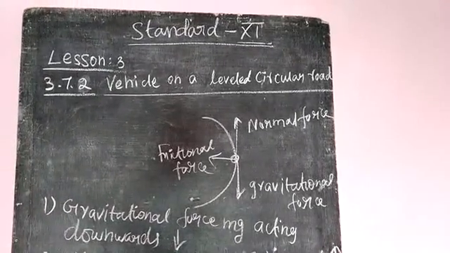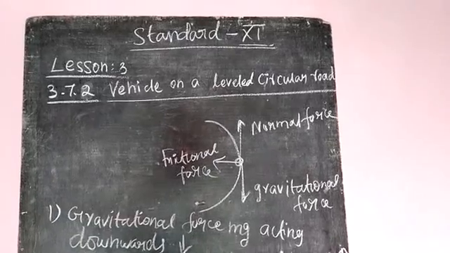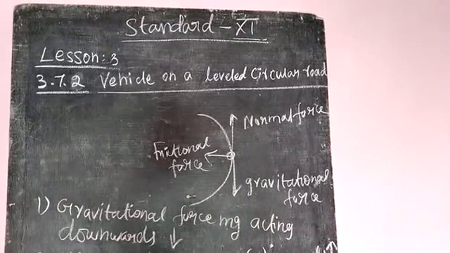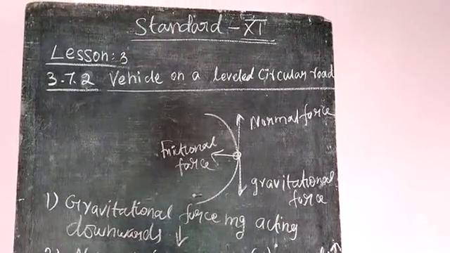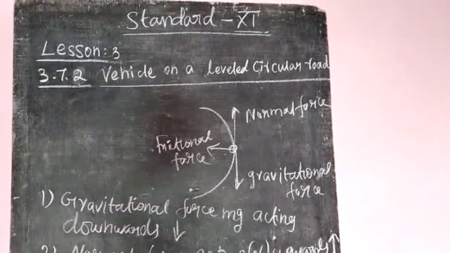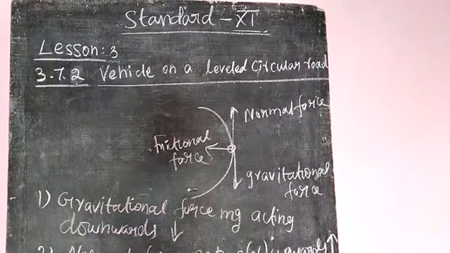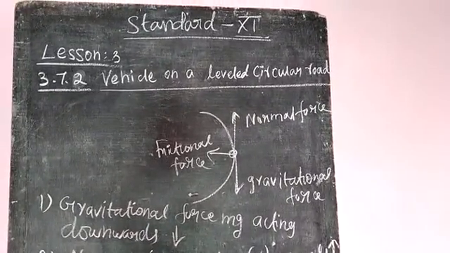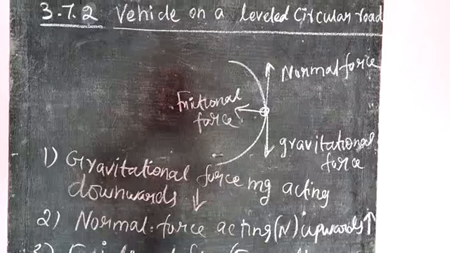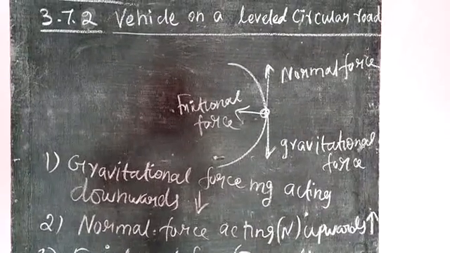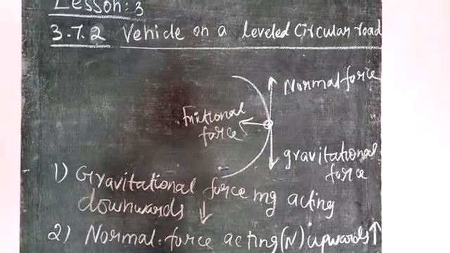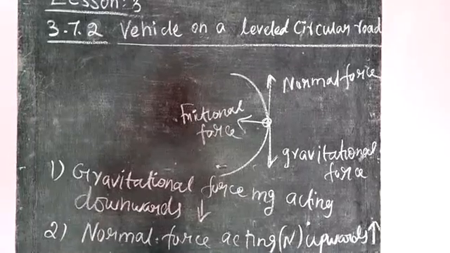Now I am going to teach 11th standard physics lesson number 3, content number 3.7.2, vehicle on a level circular road. So when we are traveling in a vehicle, for example a bus or car, taking a curved path on the road, there must be a centripetal force acting. Due to the centripetal force, the vehicle takes the curved road.